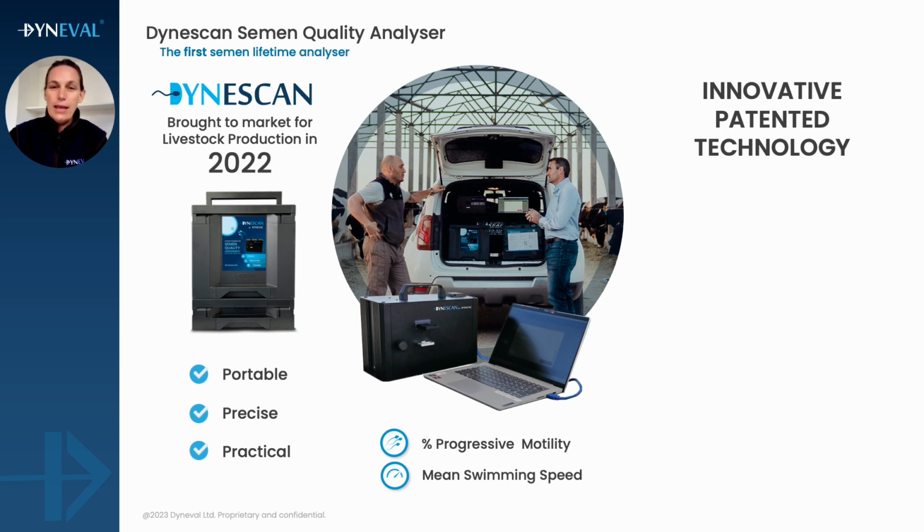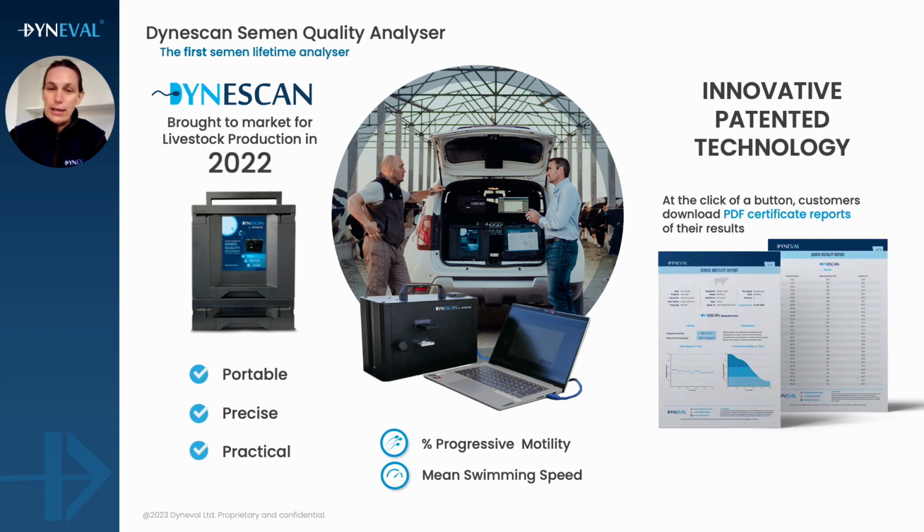Every user has their own account and they can log on with a web browser to the Dyneval app to see their results and print these nice PDFs to show results for different semen samples. And that's a very nice way to be able to share results with your partners.